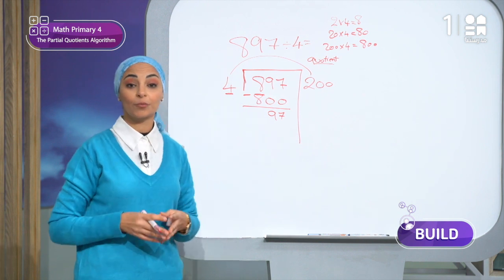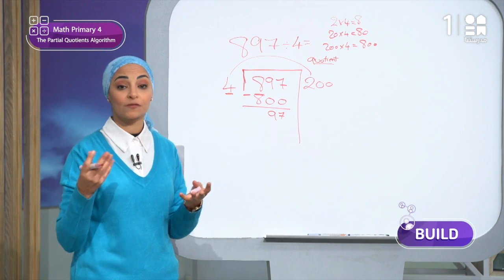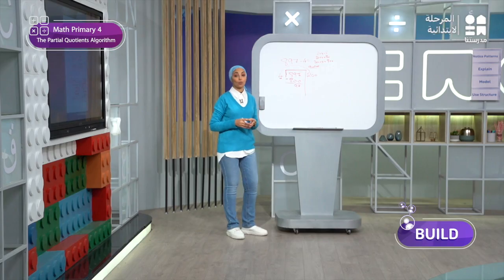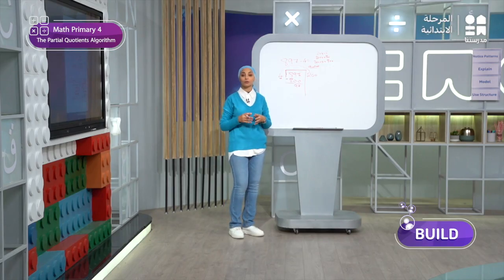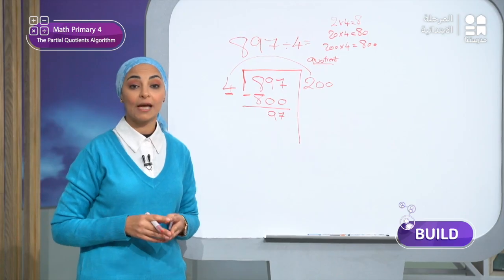Is 97 a multiple of 4? Of course not. Is there any number that I can multiply by 4 to give me 97? No. I cannot find any number times 4 that gives me 97. So we can think of 40 instead.